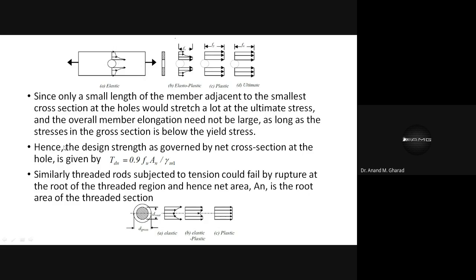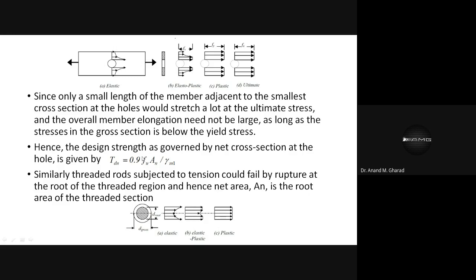So as long as the stress in the cross section is below the yield stress, the design strength as governed by the net cross section at the hole is given by this formulation. This formulation we have already used when we have seen the rupture capacity of the plate, isn't it? So over here, what do you observe?